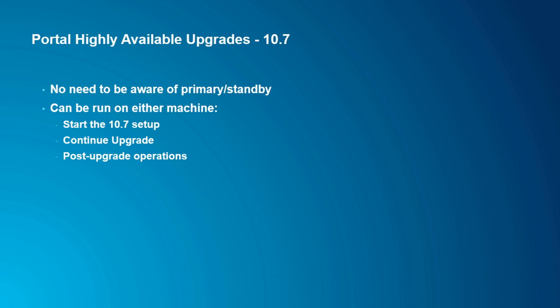Run the post-upgrade operation on either machine. At this point, your portal is still highly available. They're still together. You might want to check to see which one is primary and which one is standby, just so you know going forward. But this is a big change we did in our portal upgrade process at 10.7 for anybody who's in an HA portal scenario.